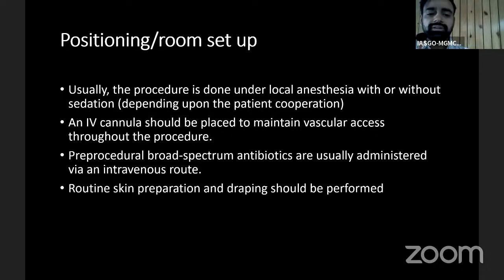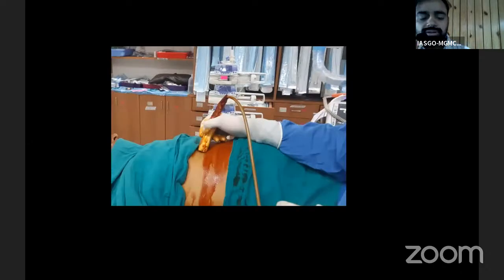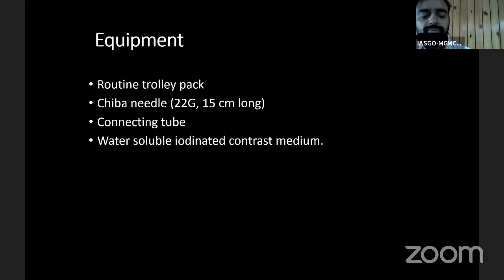In case the patient is not cooperative, or the system is not that dilated, or the patient is tachypneic, then we do mild sedation. The patient should have IV cannulation, and prior to the procedure, we give antibiotics. Then the patient has skin preparation and draping. Here is an example where you can see the patient with a clean drape in the cath lab where we do this procedure. And now we come to the equipment part.